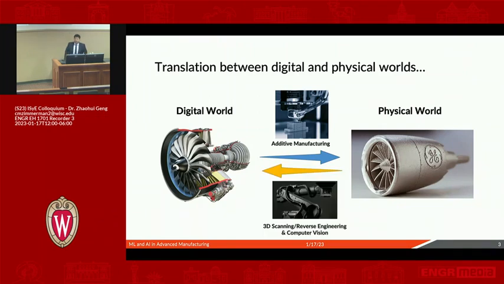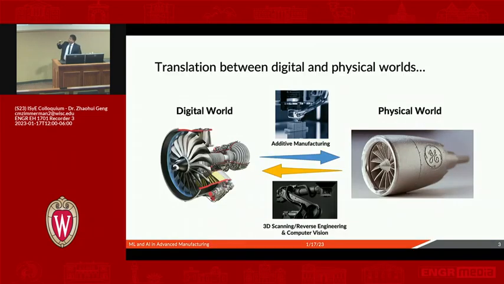The other way around, because in the digital world we're talking about design, we have 3D scanning and reverse engineering, which is utilized to extract the geometric features from the physical part and translate them into the digital world, right? And the more general umbrella would be computer vision, right? Because we are focusing on the reverse engineering direction, we'll talk about additive manufacturing later. Let's take a look at the manufacturing processes regarding the reverse engineering technology, right?